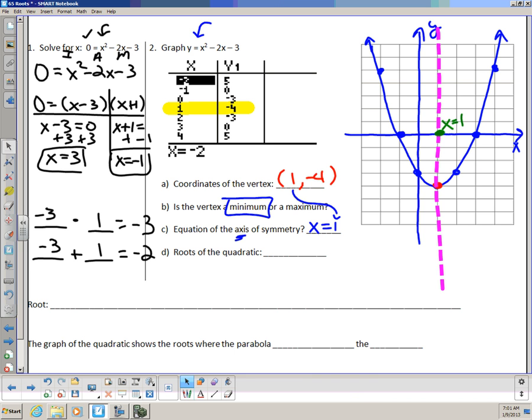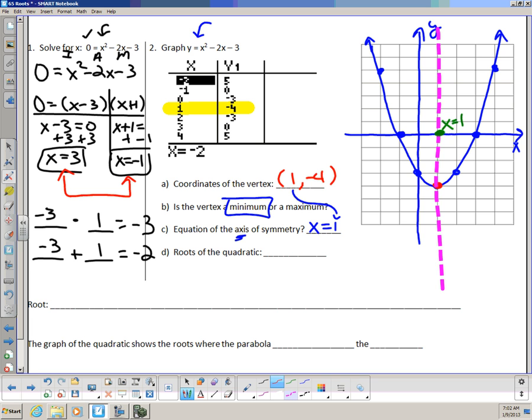Now, I want you to pause the video and take a look. I want you to see if there's a connection between your answers in question 1 and the graph of the parabola. So are these answers in question 1 represented somewhere on the graph? And if so, where? Pause the video and try to answer that question for yourself in your mind. How are the answers in question 1 represented on the graph in question 2?